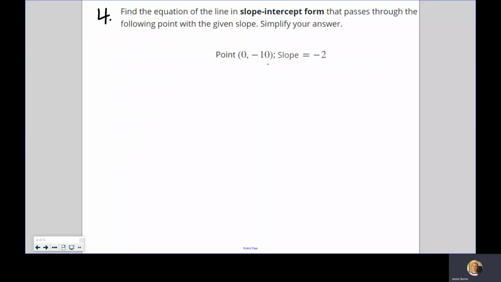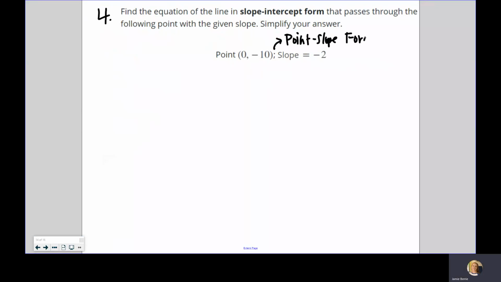All right, so I picked this question because I like the way it was worded. It says, find the equation of the line in slope-intercept form that passes through the following point with the given slope. Simplify your answer. So I thought this was a good problem because it's almost like they're trying to trick you by saying slope-intercept form, and they have it bolded up here. Because when you look at it, we're given a point and the slope, so that indicates that we should use point-slope form.